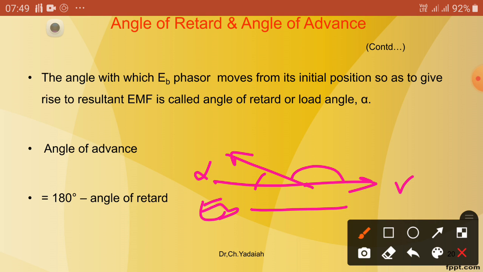Here 180 minus alpha will give this value. It is known as the angle of advance. Okay. So, these terms come in problems. So, that is why you have to remember the terminology. What do you mean by the angle of retard and angle of advance?